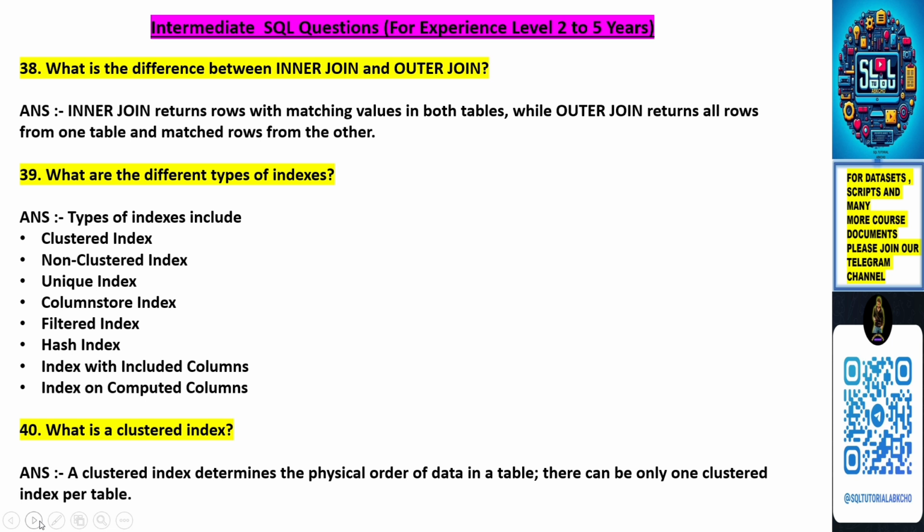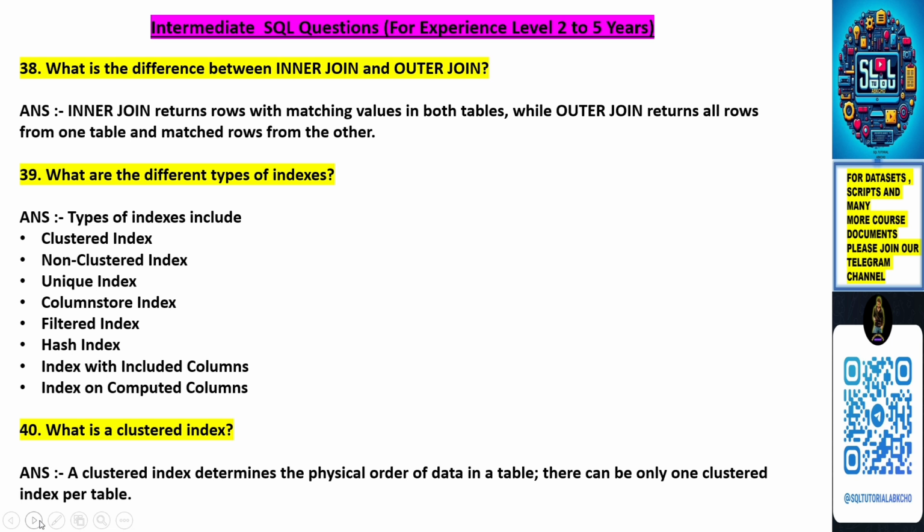Now move on to the 39th question. What are the different types of indexes? This is a very important question that is majorly asked, because most people know only two types of indexes, clustered index and non-clustered index, but there are a few more indexes that we need to know. Types of indexes include clustered index, non-clustered index, unique index, column store index, filtered index, hash index, index with included columns, and index on computed columns. This will be your complete answer for this question.